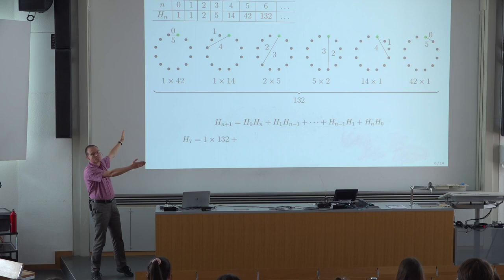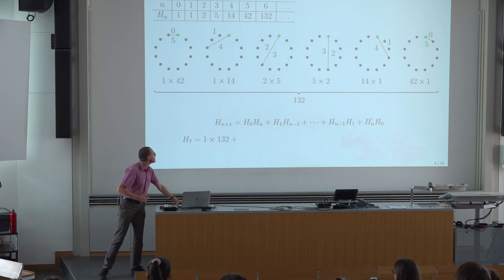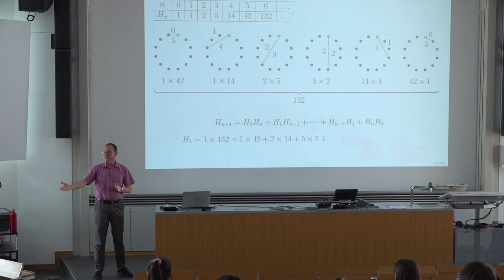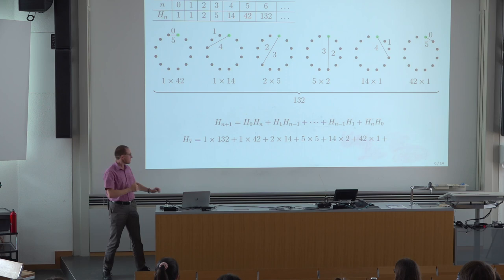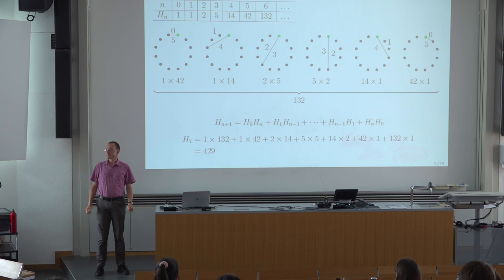Then, so it's always a sum of products. The products, the first factor you move right, and the second factor you move left. The next one will be 1 times 42, next you go 2 times 14, then you go 5 times 5. This corresponds to the case when you have 5 pairs on one side, 5 pairs on the other side of the handshake. And then 14 times 2, you keep going right with the first factor and left with the second factor, 132 times 1, altogether 429.